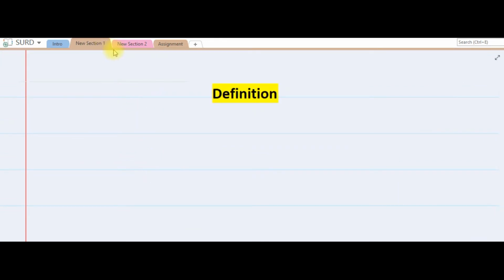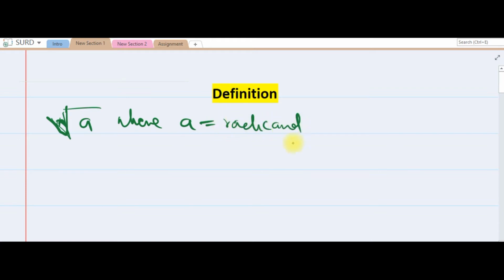So the first thing here, we define surd. A surd is any expression of this form, where A is called the radicand and N is the index. So anything of this form is called a radical.